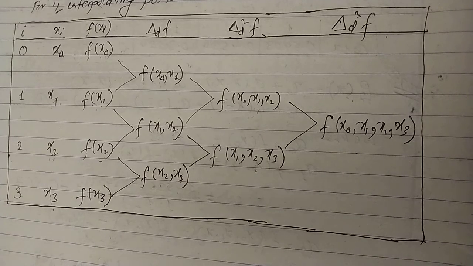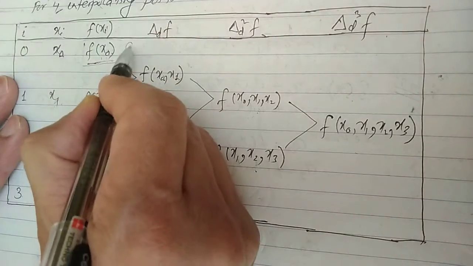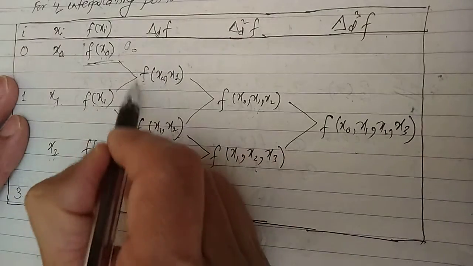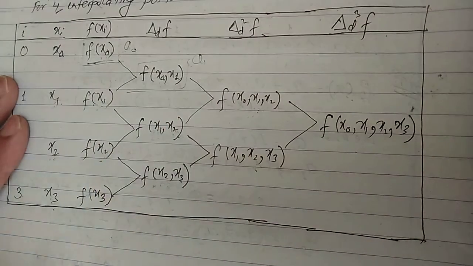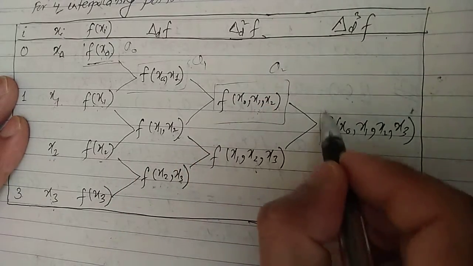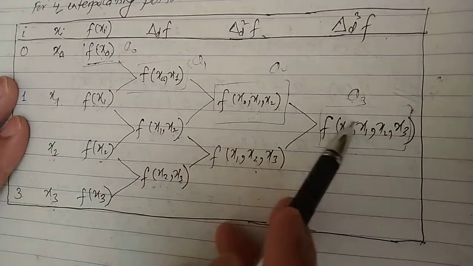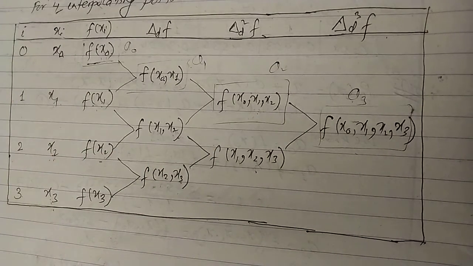So without remembering the formula for Newton interpolation, you can still do the interpolation by using Newton's divided difference table. Right? So this will give you a0. This will give you a1. This will give you a2. This will give you a3 and so on. So these points will give you the values of the coefficients.